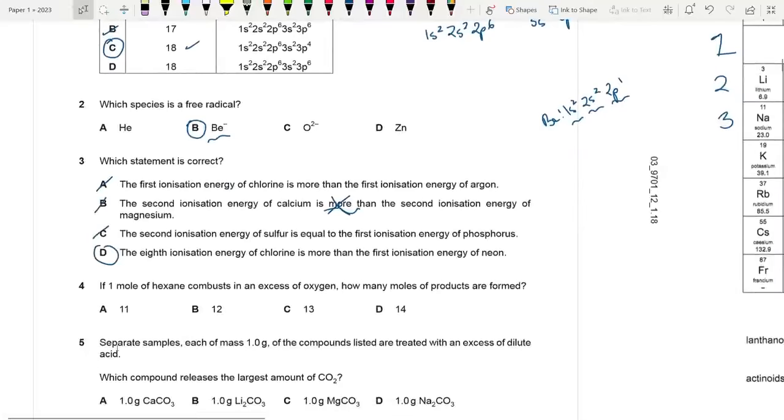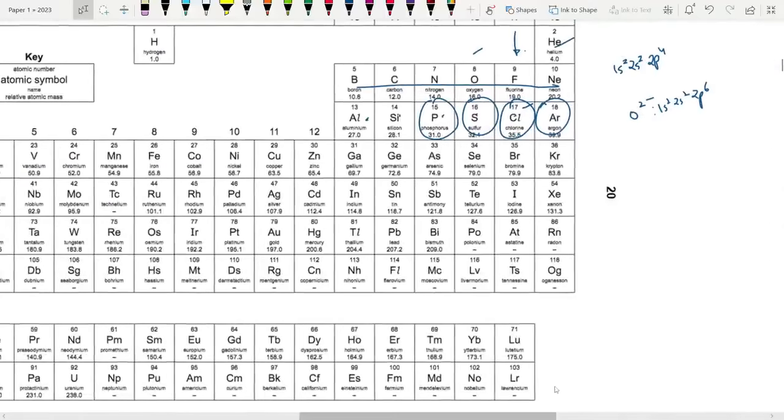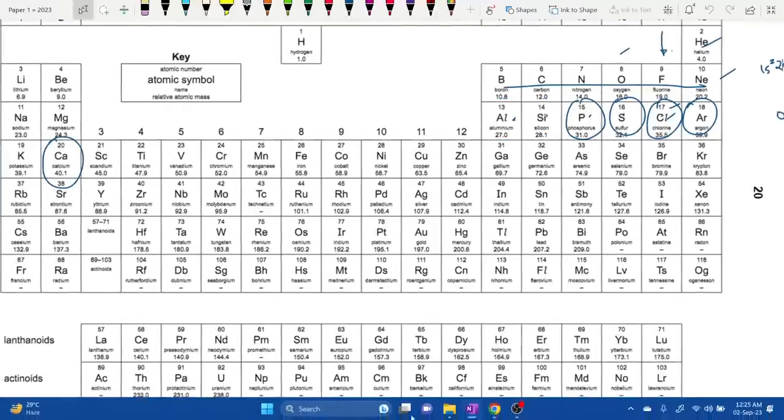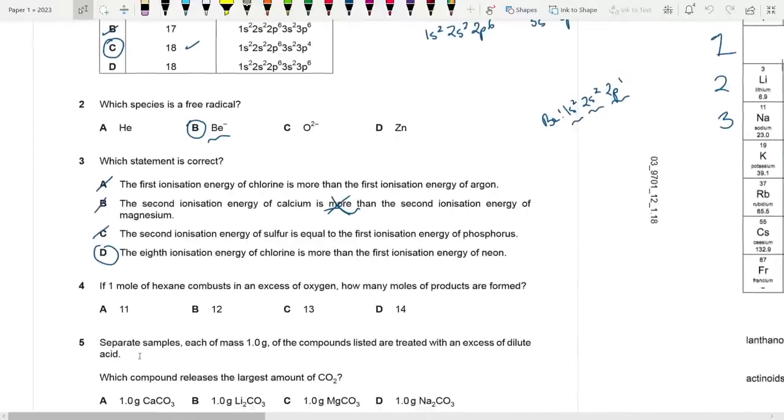The eighth ionization energy of chlorine is more than the first ionization energy of neon. So neon is over here and chlorine is over here. If we compare the first ones, then neon would obviously have a higher one, but the eighth ionization energy of chlorine, that's kind of insane. Like we are testing its limits, right? So there's no way that the eighth isn't higher than the first ionization energy of neon, because progressively, we are taking 8 electrons, right?